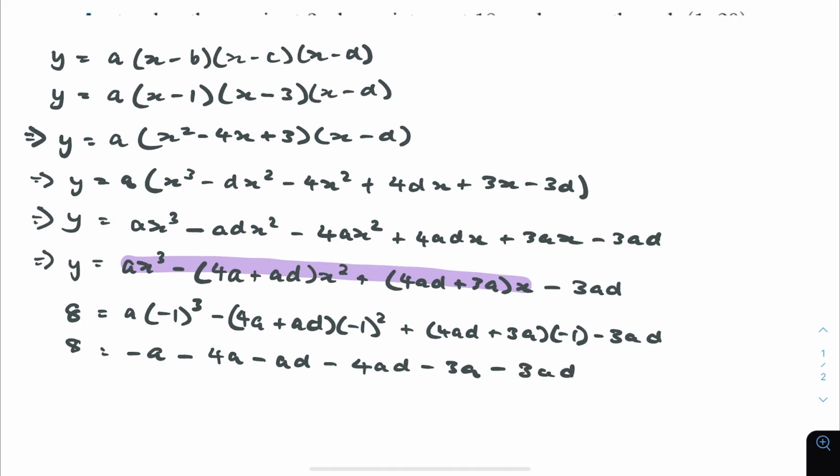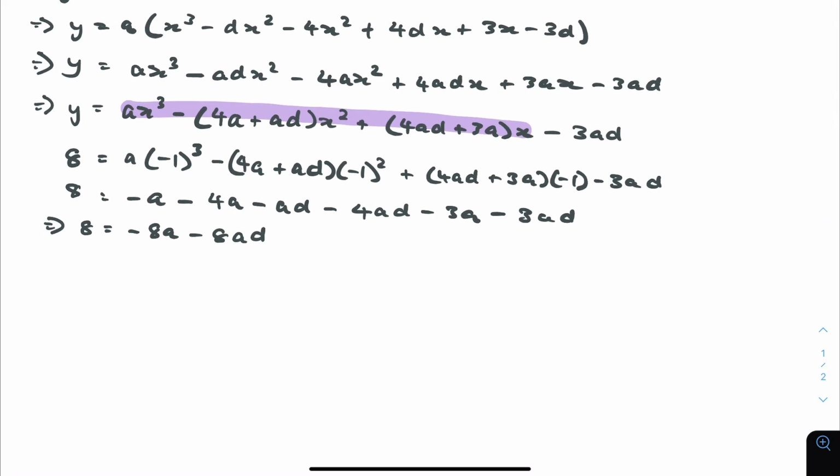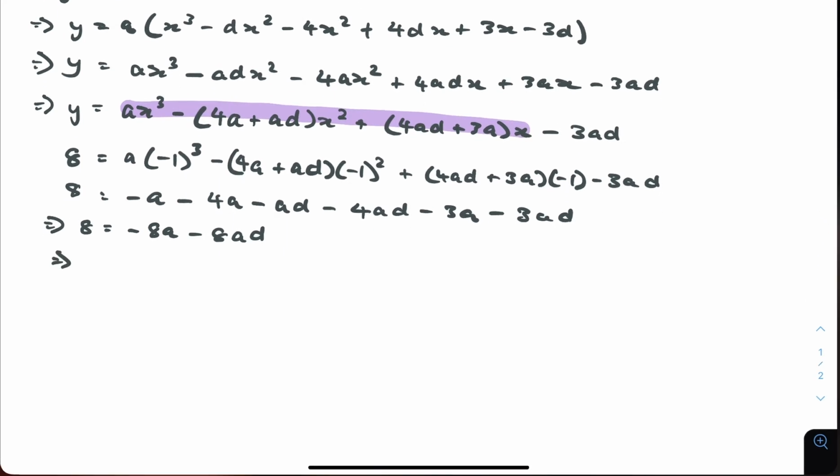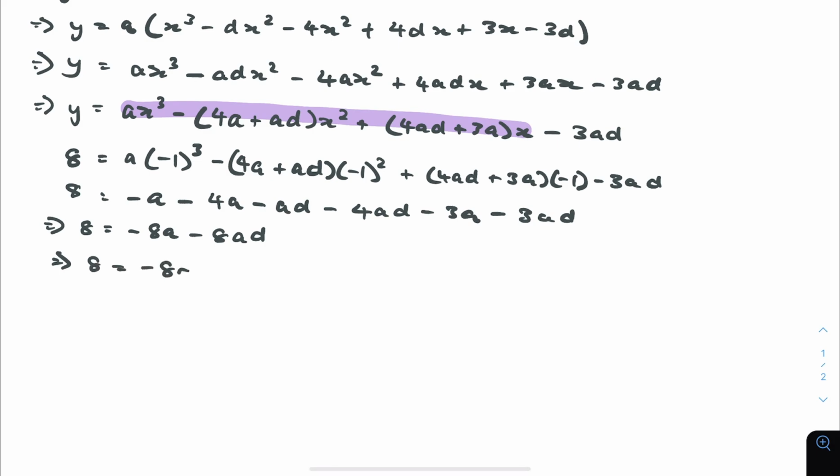So 8 is also equal to, let's combine the a terms and then the ad terms. The a terms become -a minus 4a minus 3a, which is -8a. -ad minus 4ad minus 3ad is also -8ad. We can already see that 8 is common, so we can factor this out. It becomes 8 is equal to -8a times (1 plus d). If we divide both sides by -8, we get -1 is equal to a times (1 plus d).